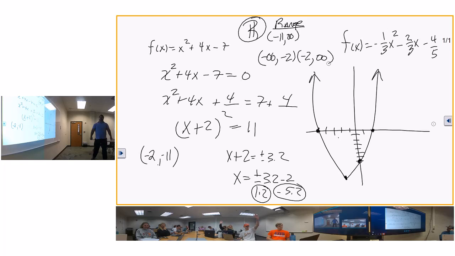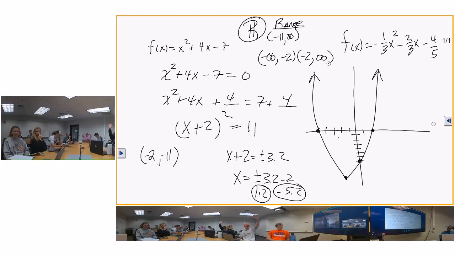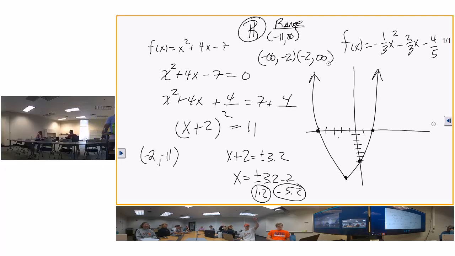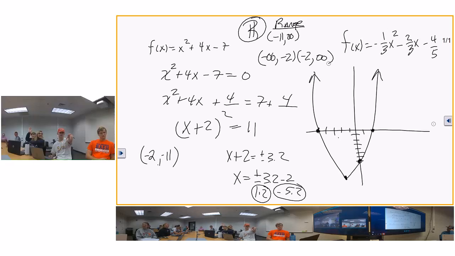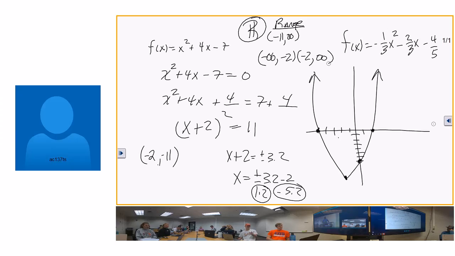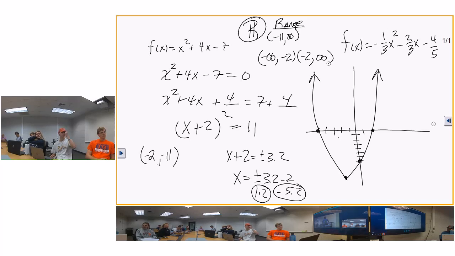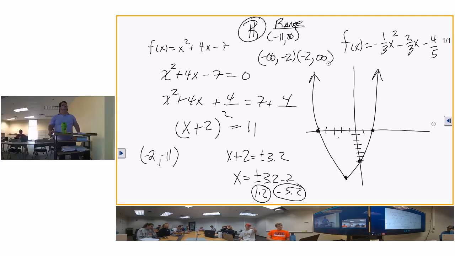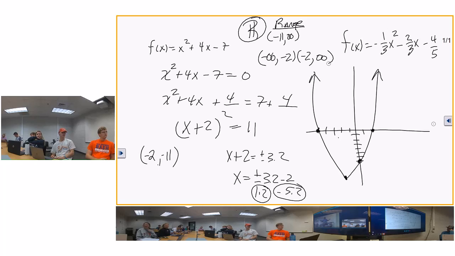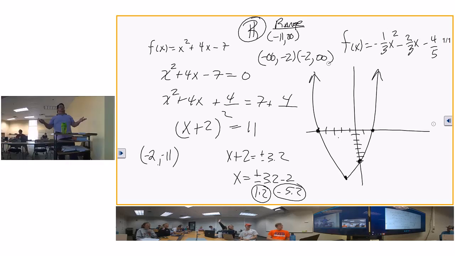No, sir. We've got some questions from Pendleton. You go first. Why is it negative 11 in the parentheses? Because that's the vertex. That's completing the square. This is a review. Y'all said y'all know how to complete the square, right? Yes, ma'am. I never said that. I did not say that.